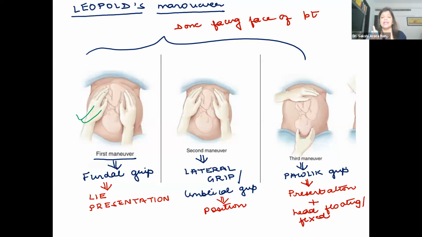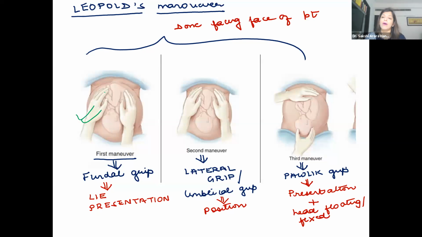So the first, second, and third Leopold's maneuvers are done facing the face of the patient. The first maneuver, which is the fundal grip, is going to tell you what the lie and the presentation are. If you are feeling anything in the first maneuver, that means it's a longitudinal lie, because in a transverse lie the fundal grip will be empty. You will feel nothing, right? So that is how it tells you about the lie.